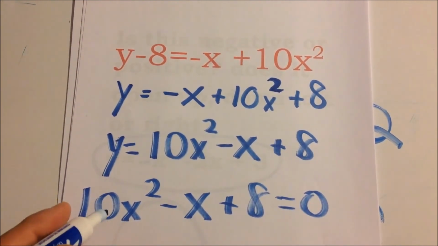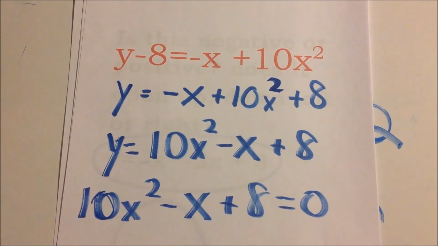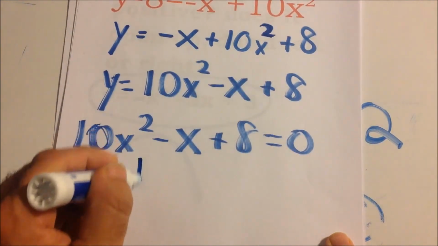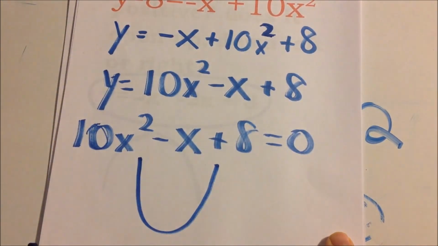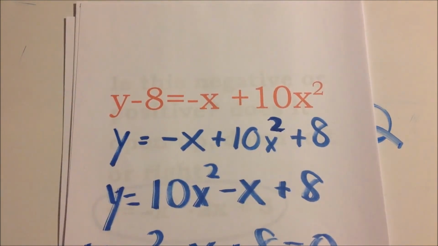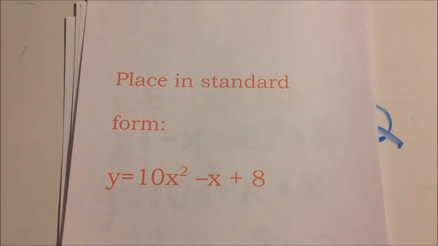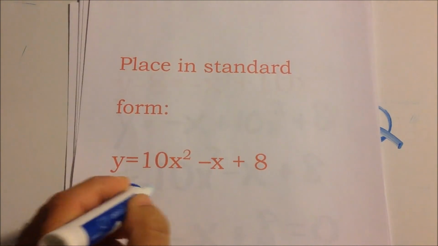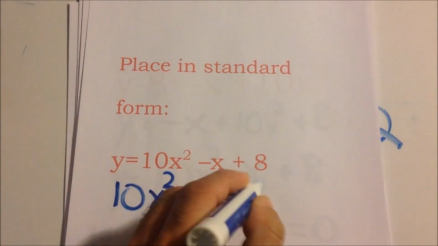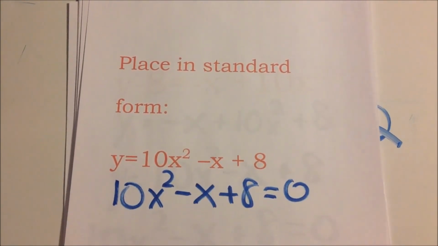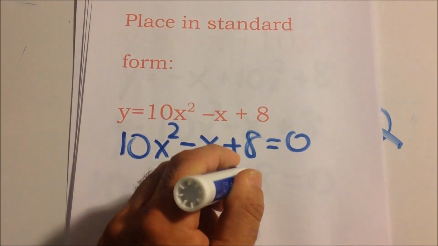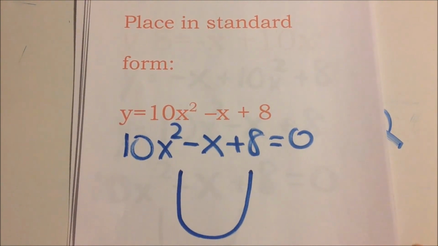Now, A is 10. It's positive. It's a positive parabola. And since it's positive, it's going to open upward. It's going to open like that. So again, remember, place in standard form. Set it to 0, which would be 10x squared minus x plus 8 equals 0. We know it's upward because A is positive.